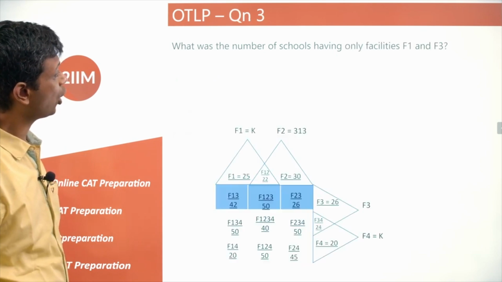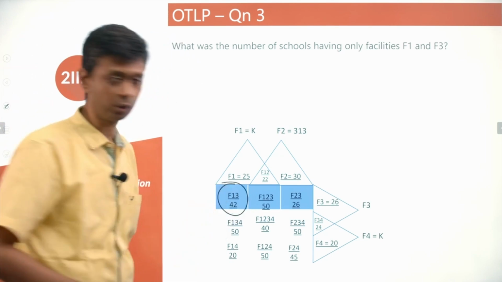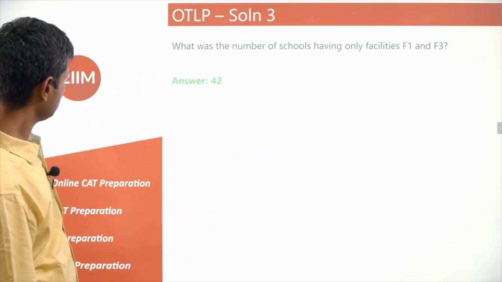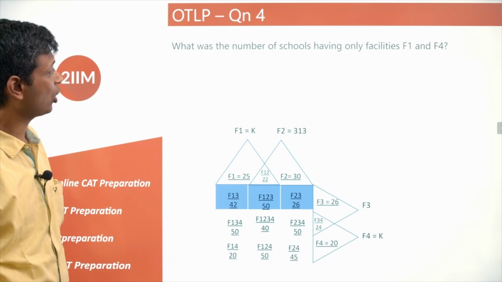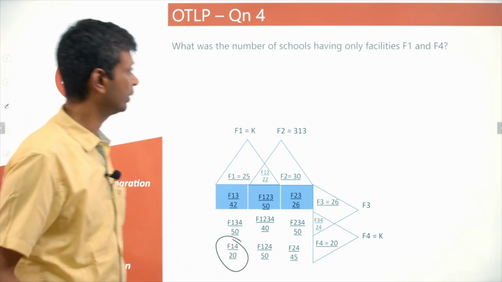What are the number of schools having only facilities F1 and F3? Number 42. Number of schools having only facilities F1 and F4, the last number that we found, 20, good to go.